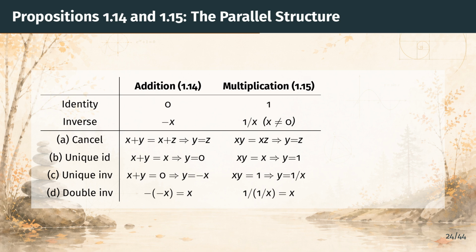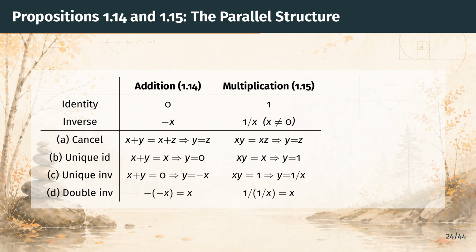This table makes the parallel between Propositions 1.14 and 1.15 explicit. Every statement about addition has an exact counterpart for multiplication. You just replace plus with times, 0 with 1, and negative x with 1 over x. The only difference is that the multiplication versions require x to be non-zero, since 0 has no multiplicative inverse. This symmetry is not a coincidence. Both addition and multiplication give abelian groups, so they satisfy the same abstract cancellation laws.